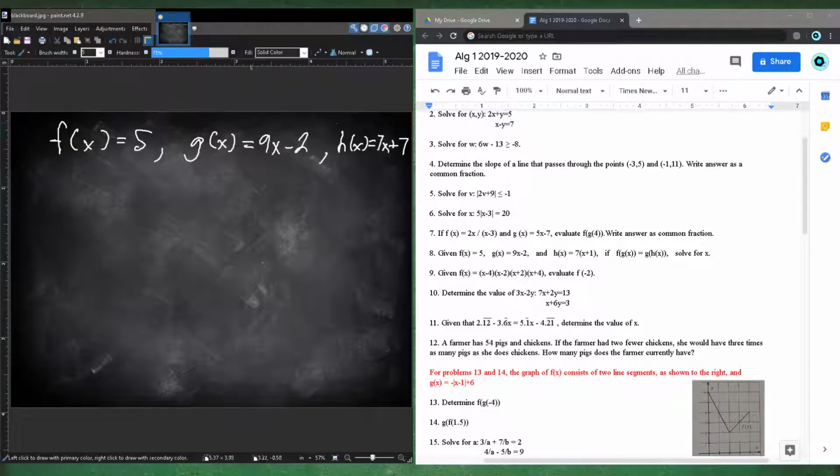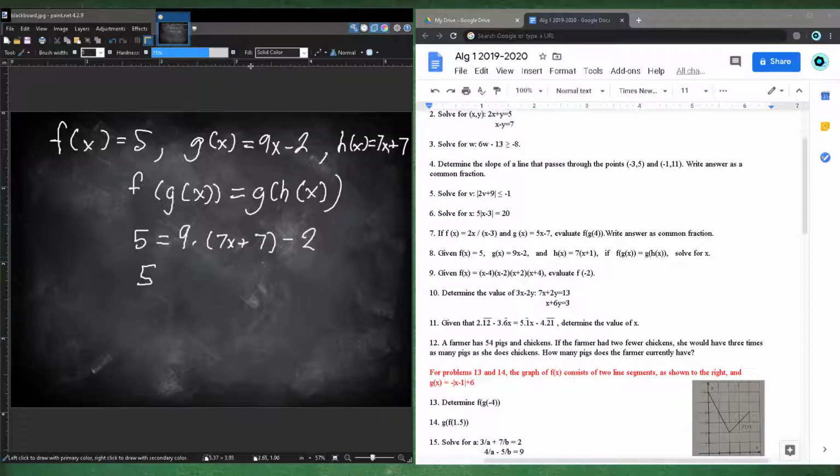Okay, so we have to find f of g of x is equal to g of h of x. Whatever f of x is outside, it doesn't matter what this is inside because f is already defined as 5, so you can't change anything about it. So 5 is equal to. Now we have h of x. So h of x is going to substitute into g of x. So 9, and then h of x goes into that x. So 7x plus 7 minus 2.